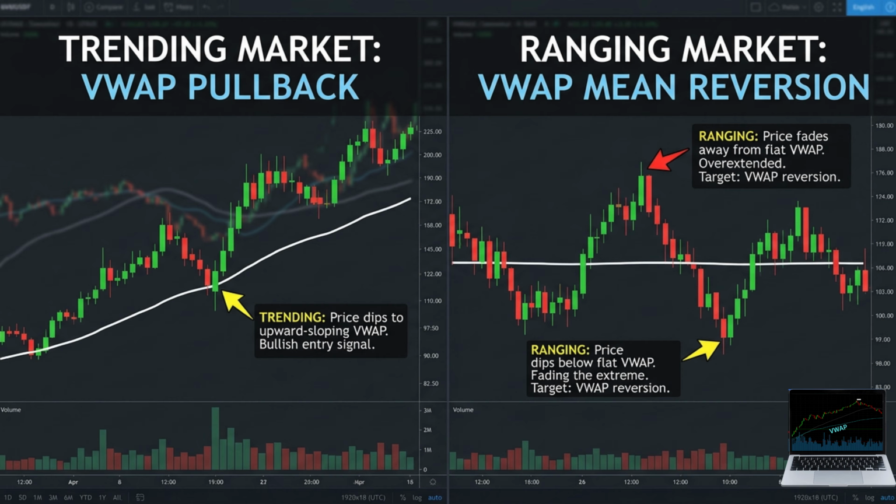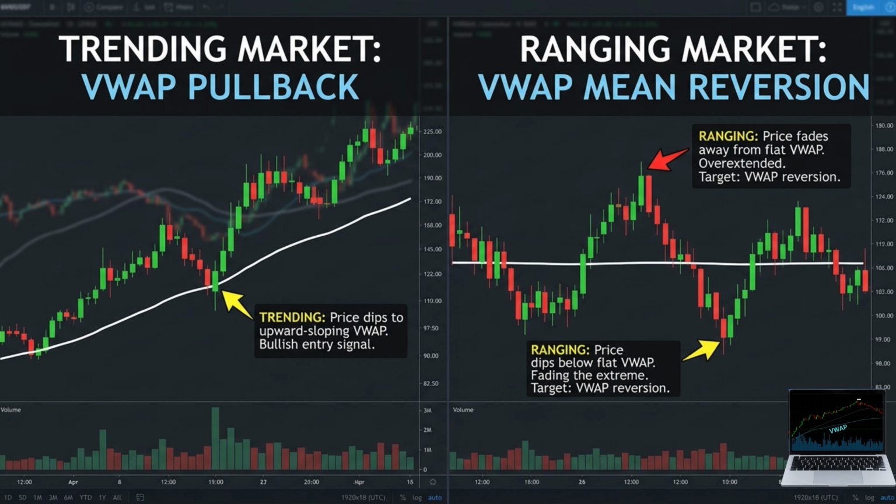Summary checklist for ranging days. 1. Is VWAP flat? 2. Is price at the second standard deviation band? 3. Is the RSI showing an overbought or oversold reading, greater than 70 or less than 30? 4. Action: fade back toward the VWAP magnet.